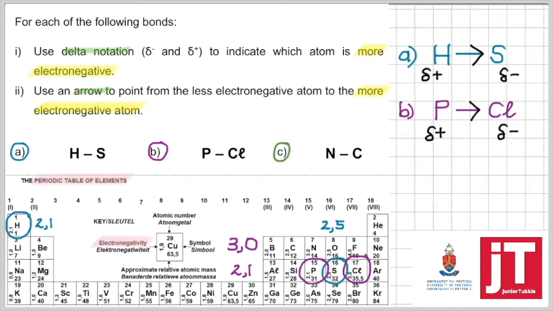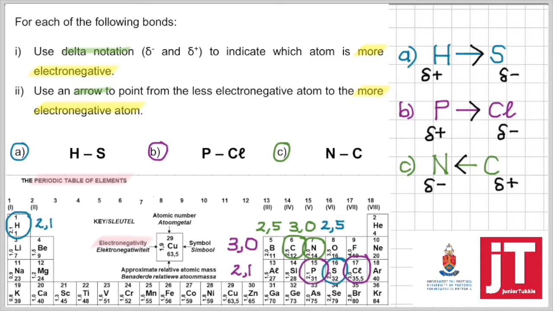Question C involves the bond between nitrogen and carbon. Nitrogen has an electronegativity of 3, while carbon has an electronegativity of 2.5. Since 3 is bigger than 2.5, nitrogen is slightly negative. It pulls that bond pair of electrons towards itself, while carbon is slightly positive. And since nitrogen has the higher electronegativity, the arrow points towards nitrogen.